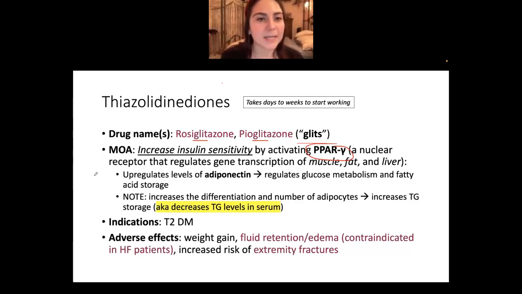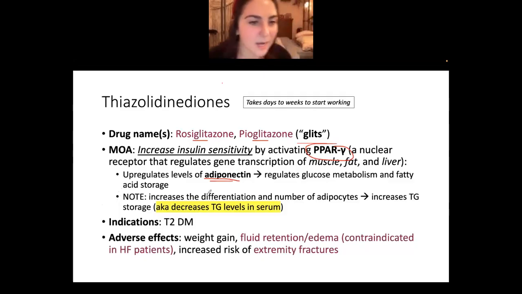Another thing that happens is these GLITs upregulate levels of adiponectin, and I put here what adiponectin does. Adiponectin regulates glucose metabolism and fatty acid storage. A lot of the times, adiponectin causes increased fat storage, like in the stomach. So technically you can gain weight from this med. Some people don't really like this med because of it, but just look for that as a side effect in a vignette, like central adiposity. They gained weight after taking this medication and it's because of this adiponectin.